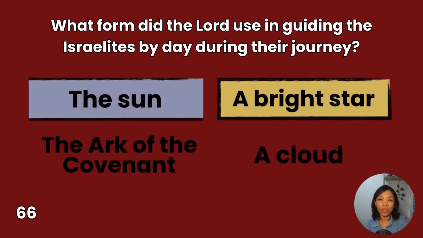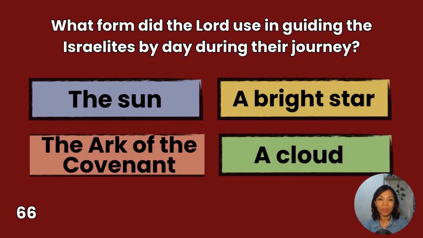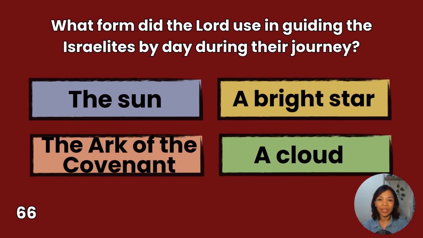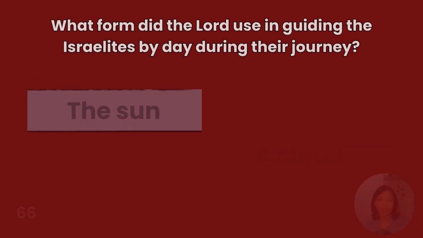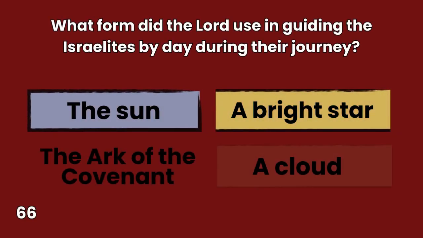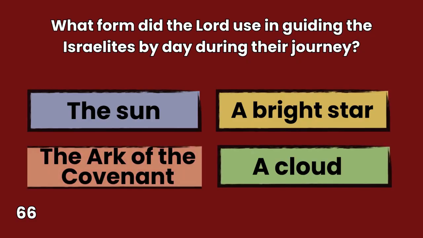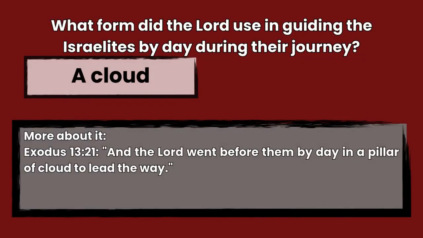66. What form did the Lord use in guiding the Israelites by day during their journey? The sun, the Ark of the Covenant, a bright star, a cloud. You have 10 seconds to answer. The answer is a cloud. Exodus 13:21. And the Lord went before them by day in a pillar of cloud to lead the way.